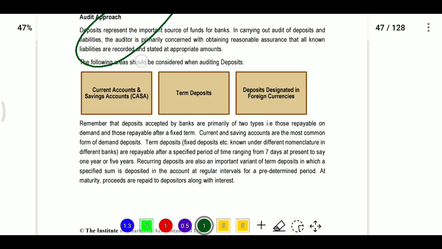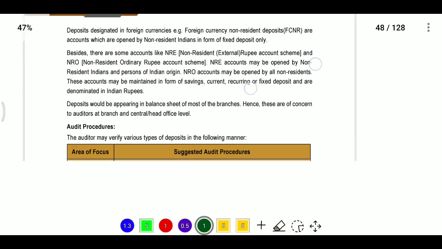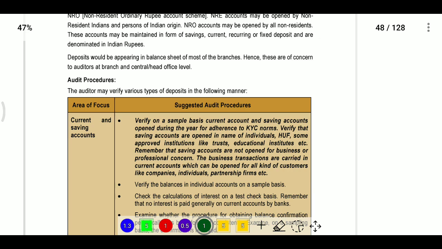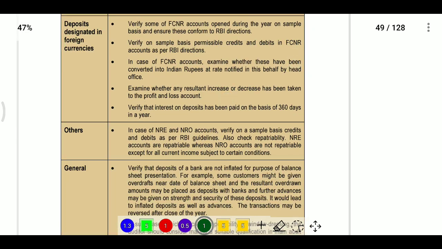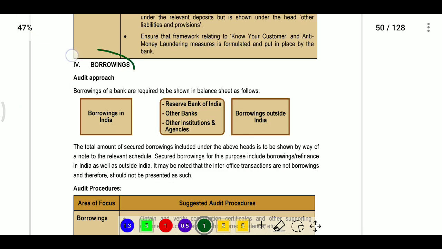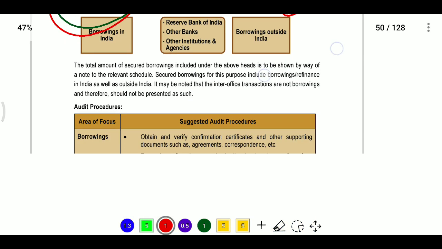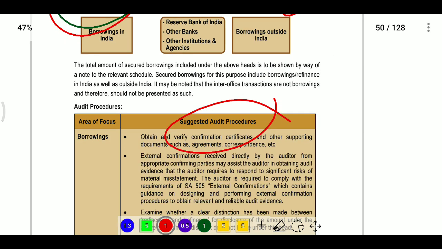Deposits will contain current and savings deposits. These are not very important. After that, banks maintain borrowings, so borrowings are also important. For borrowings, we need to obtain and verify the confirmation certificate and other supporting documents.